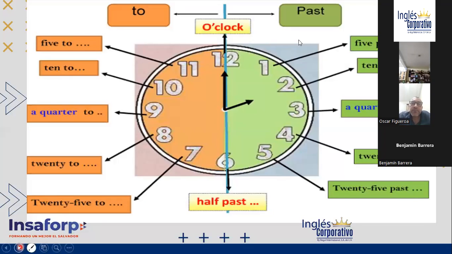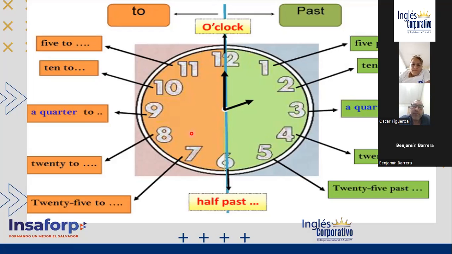And here we have a little bit more easier way to understand. Una forma más fácil de entender. Del minuto 31 para acá, to, del minuto 1 al 30, past. En English also, también podemos decir como decimos en español, las 3 y cuarto. En English we say a quarter, y cuarto. Eso es para, for example, si yo le pregunto, what time is it? ¿Qué horas son? Oh, son las 9 y cuarto, it's a quarter past nine. That's what I can say. It's a quarter past nine. Es un cuarto pasada las nueve.